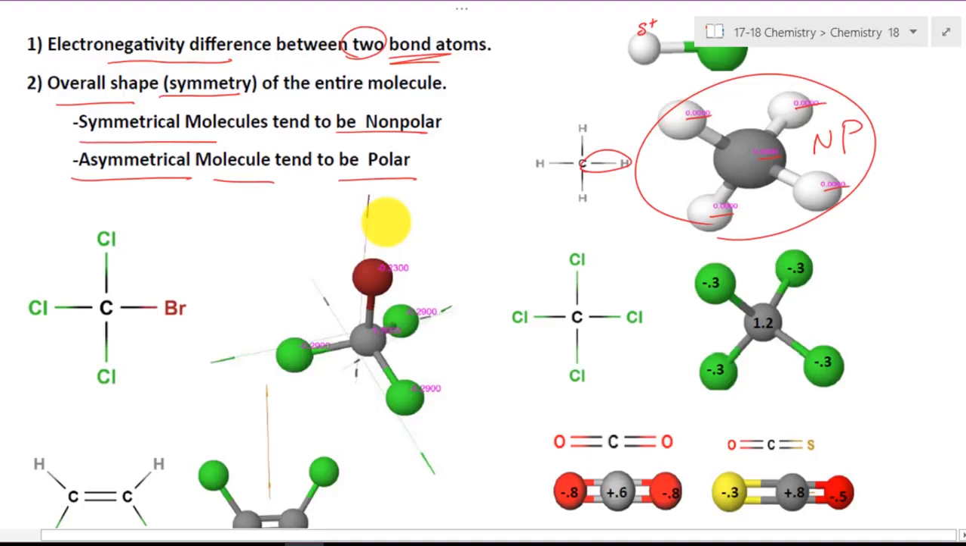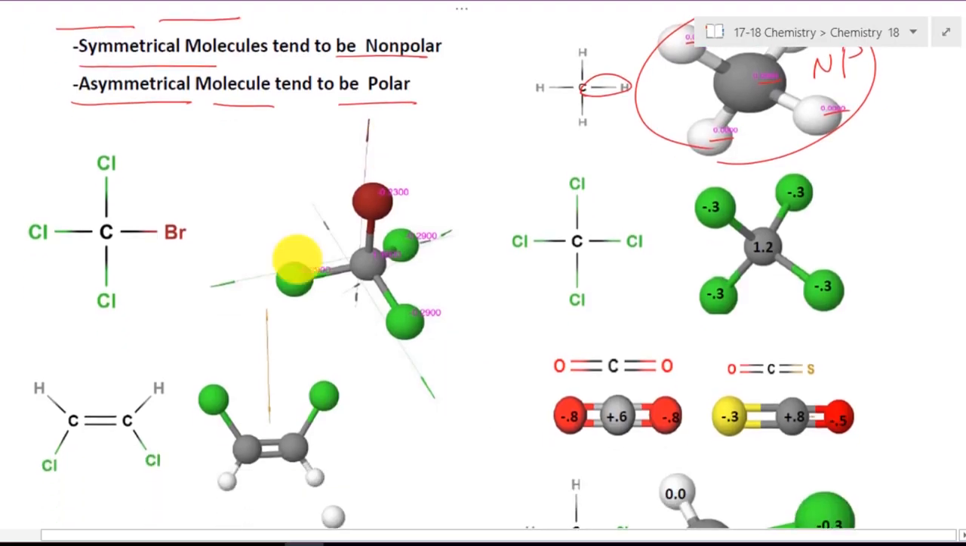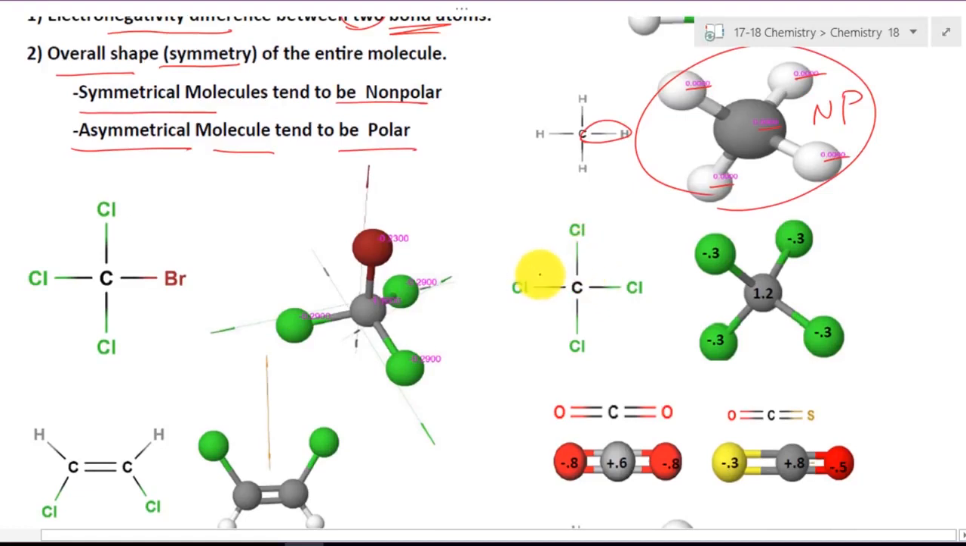But what about when we have more complicated molecules that have a lot of atoms in them, and a lot of bonds involved? Now we have to look at the overall shape of the molecule. We have carbon bonded to 4 different chlorines, right? And when I take the Lewis dot structure and generate the 3D model, look what we have. If you notice, this molecule is actually nonpolar. It doesn't have any arrow going in one direction.